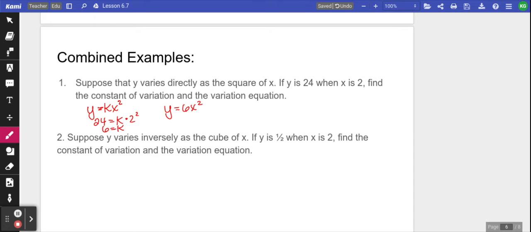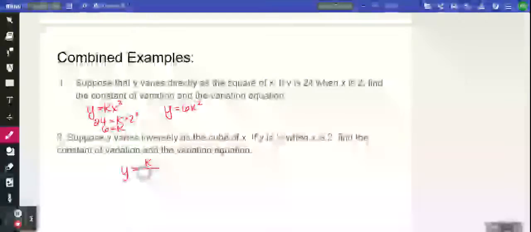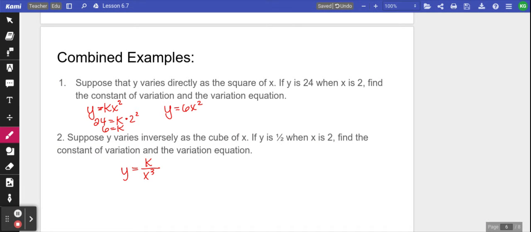Suppose y varies inversely as the cube of x. So this time with my inverse variation, I'm going to do k divided by x, but my x is also going to be cubed. If y is 1/2 when x is 2, then I know that I would have 1/2 equals k over 2 cubed, which is 8. Times both sides by 8, and I get k equals 4. So my equation becomes y equals 4 divided by x cubed.